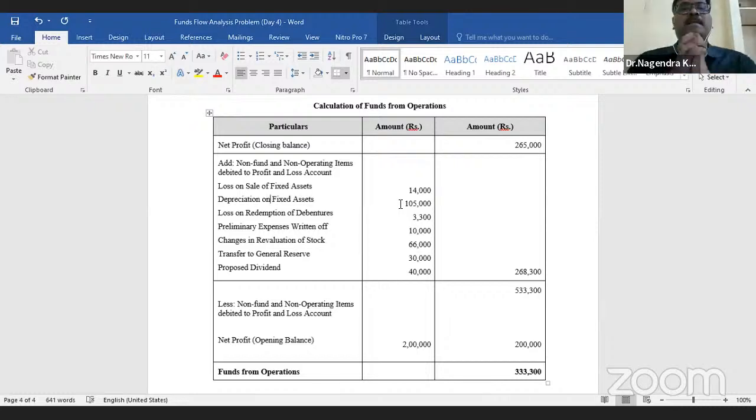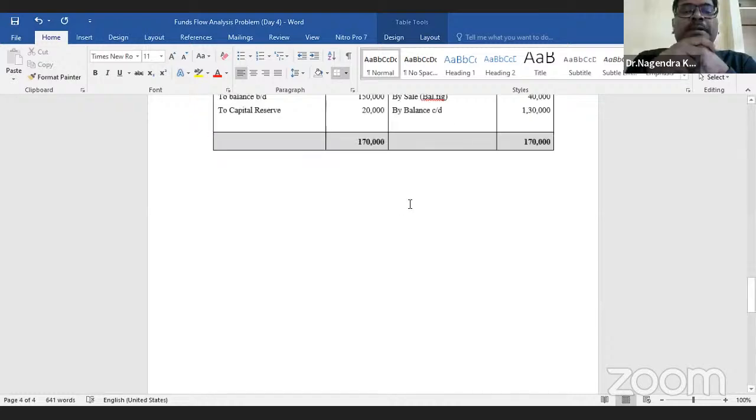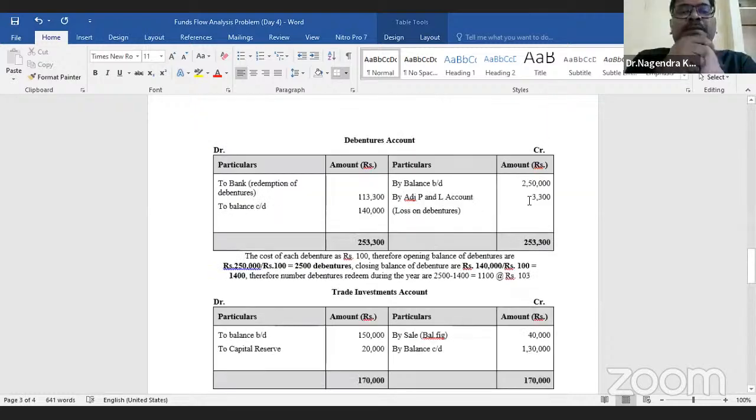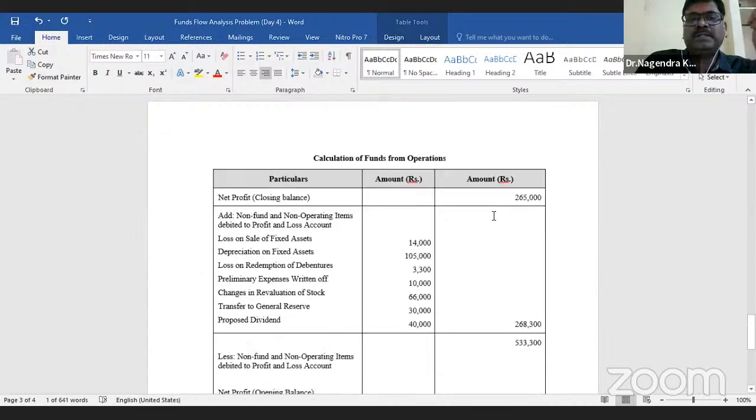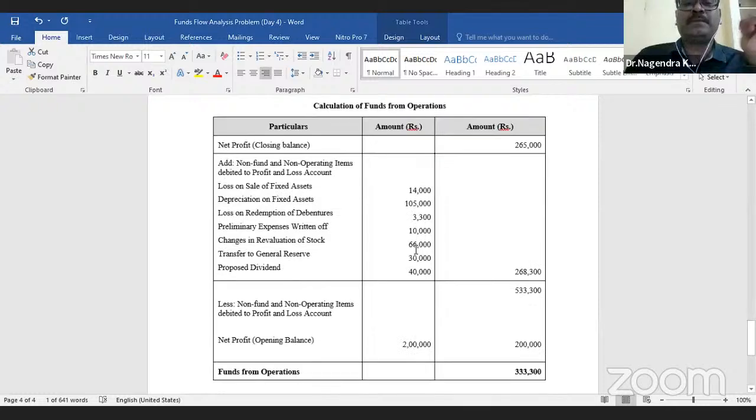And then again, loss on redemption of debentures. When we draw the debentures account, we came to know that 3,300 has been paid in the form of premium. That is a loss to the company. But this is a non-recurring expenditure, so we have to add it back to the profit to calculate the income from the operations.